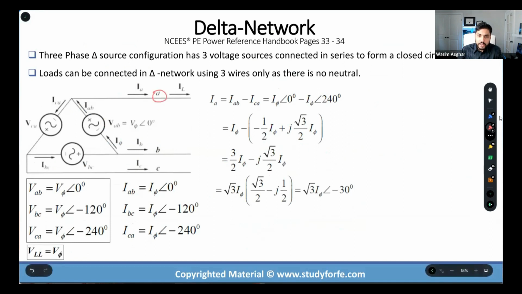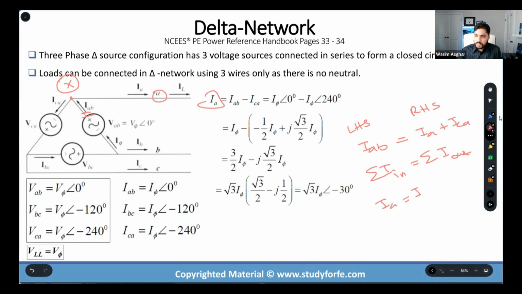So line current IA is actually equal to IAB minus ICA. If I write a KCL over here, and you don't need to memorize it, let's call this node X. IAB is coming in, right? And I'm going to put that on the left-hand side. And which currents are leaving? IA plus ICA. Everyone can see that? I'm going to put them on the right-hand side. So this is my KCL. Sum of currents coming in is equal to sum of currents going out, right? What am I after? I'm after IA. So I'm going to write IA is equal to IAB minus ICA. Good. And that's what it is.